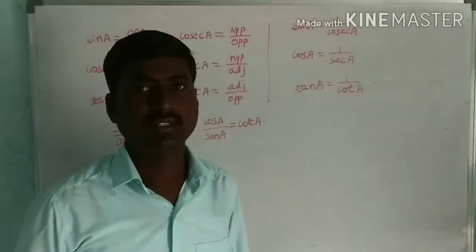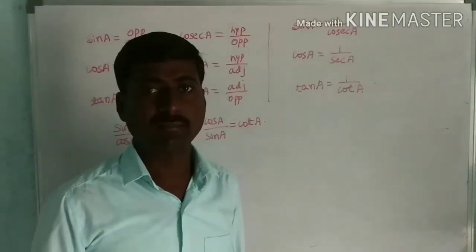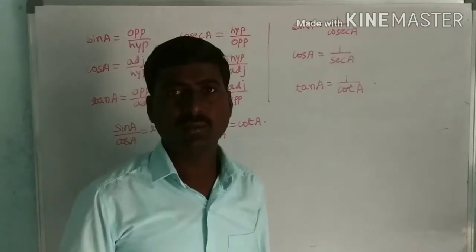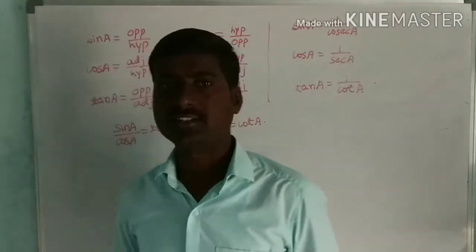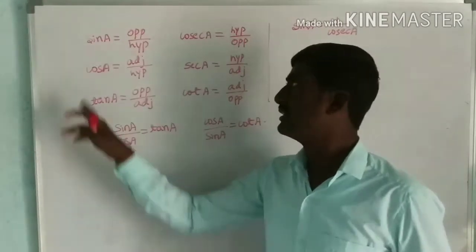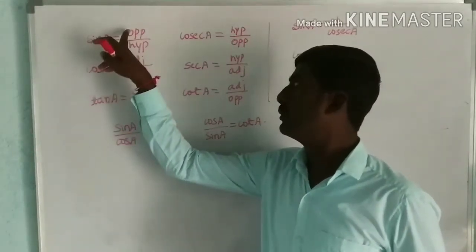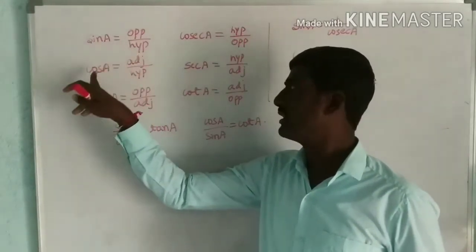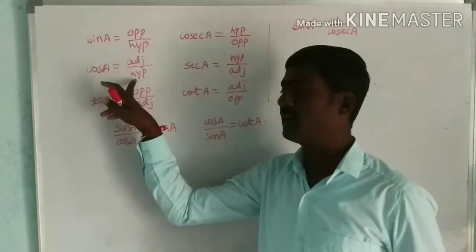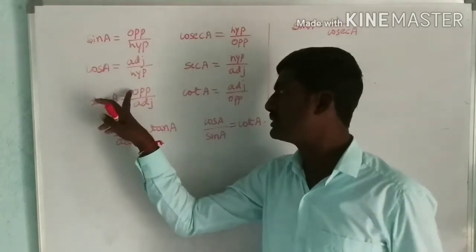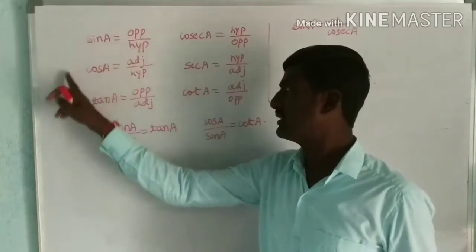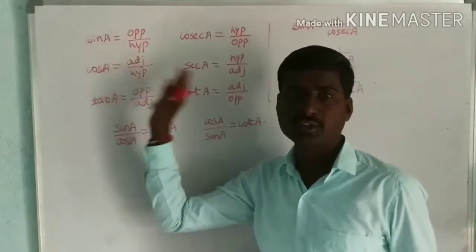Hi dear students, in the last class we discussed some formulas. Those are trigonometric ratios. We discussed 6 trigonometric ratios. Those are sin A is equal to opposite by hypotenuse, cos A is equal to adjacent by hypotenuse, tan A is equal to opposite by adjacent. So these are the 3 major trigonometric ratios.